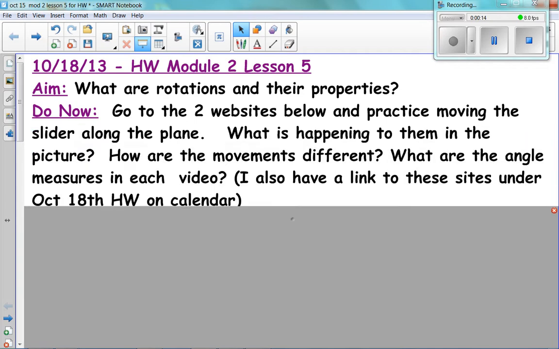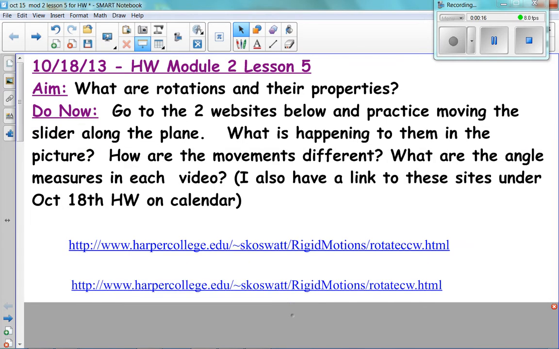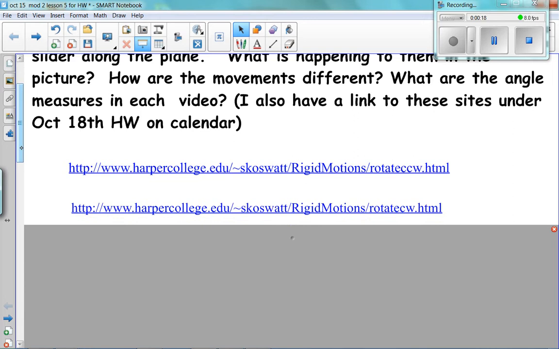Now please go to the websites listed here in blue. If you don't want to type these in, I also listed these websites as a direct link on the October 18 calendar page in math that you can go to. Click on each of them separately.